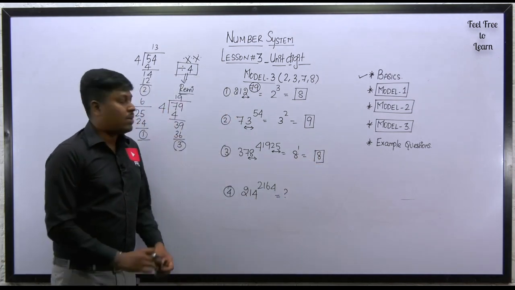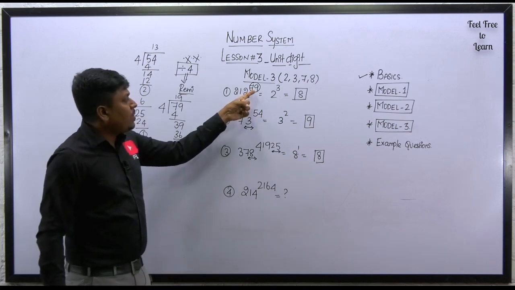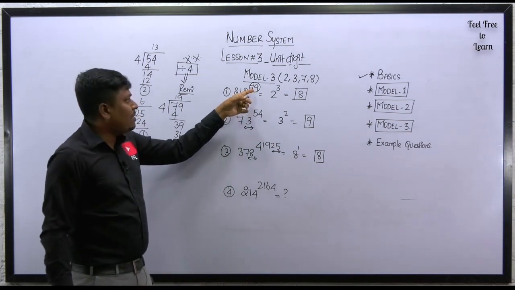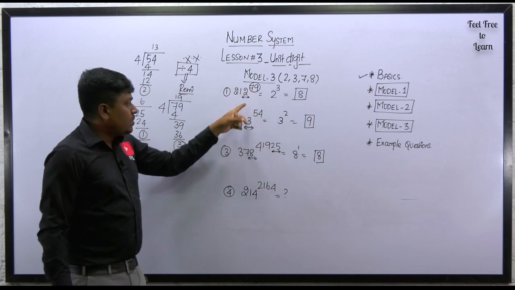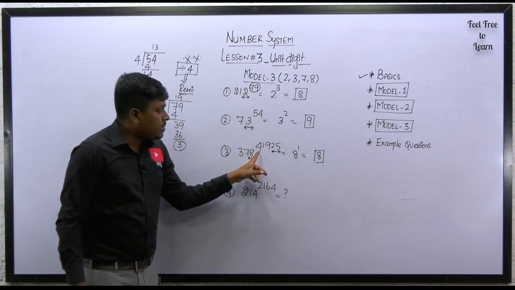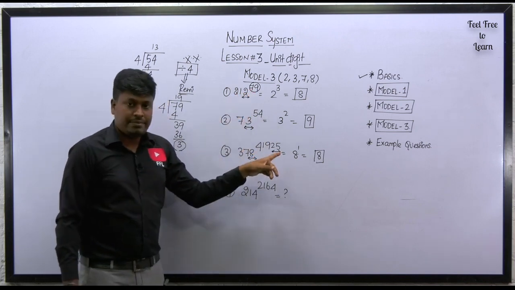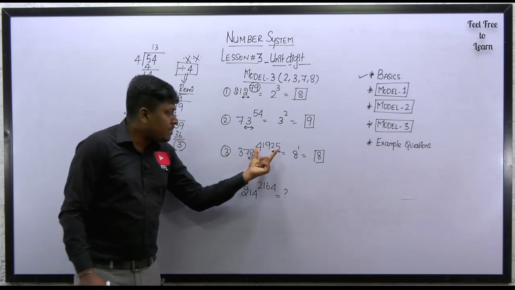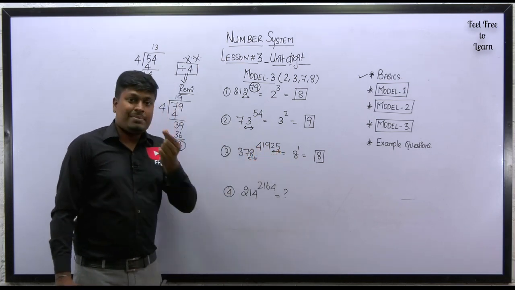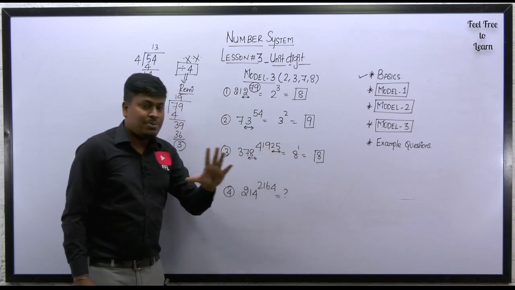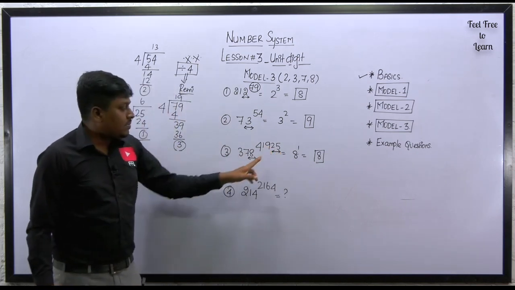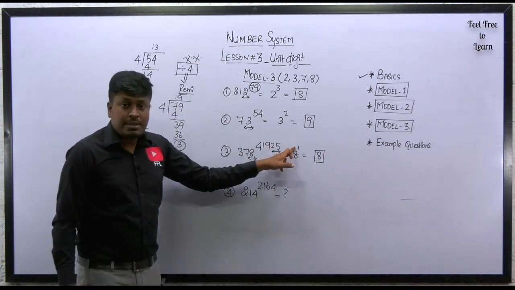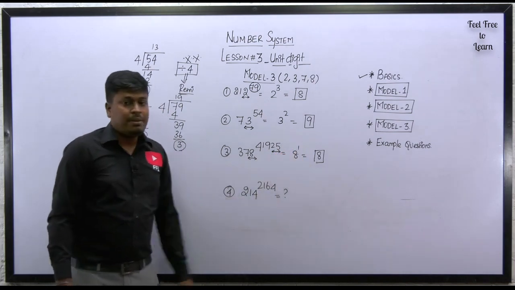So friends, understood or not? Here you can see the power is 41925. You don't want to divide all the digits by 4. It is better to divide only the last 2 digits. That is enough. Got it? So finally we got the remainder 1. Write down the remainder here. So 8 power 1 will be 8.